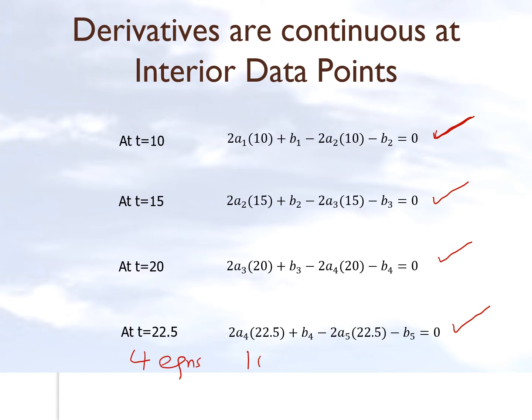We already had 10 equations from saying that each spline goes through 2 consecutive data points. Now we have 4 equations coming from the derivatives being continuous at the interior data points from the splines going through the common interior point. So we have 14 equations. What that means is that we're still looking for one more linear equation to be able to set up our 15 equations and 15 unknowns. So how are we going to do that?